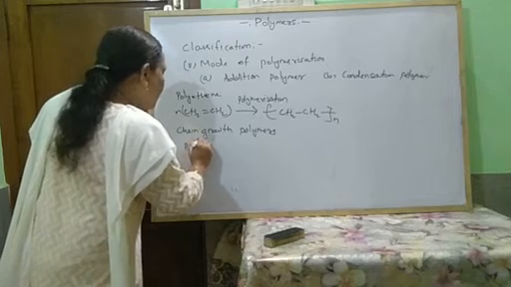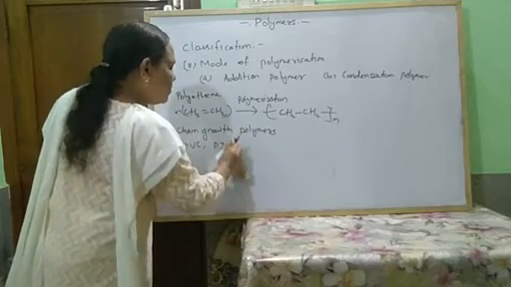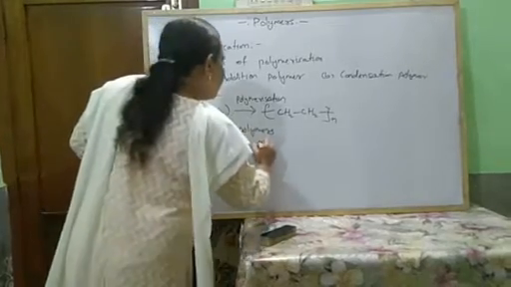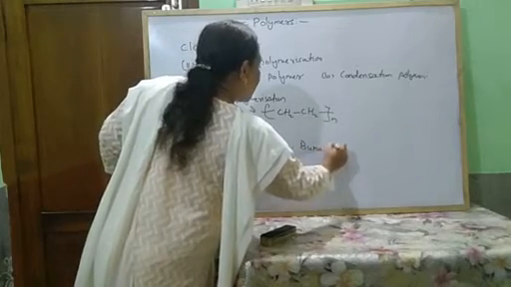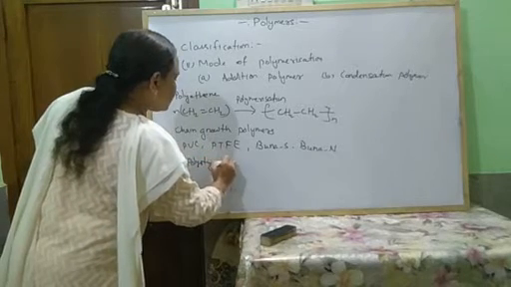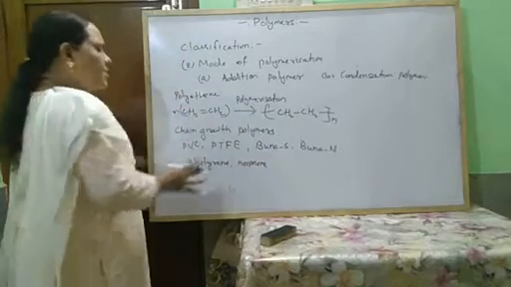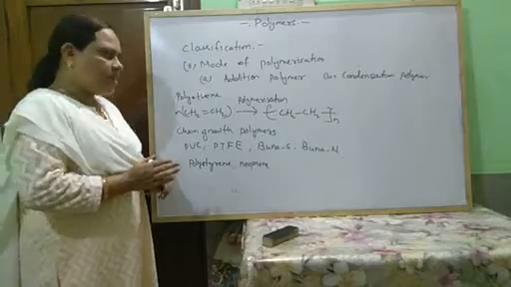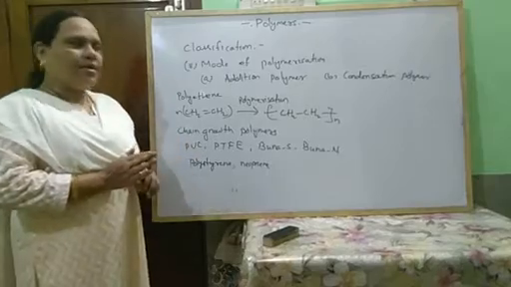Polyvinyl chloride, polytetrafluoroethylene or Teflon, Buna-S, Buna-N, polystyrene, neoprene. These are examples of some addition polymers, which are formed simply by addition reaction of simple molecules having unsaturated bonds, double bond or triple bond.